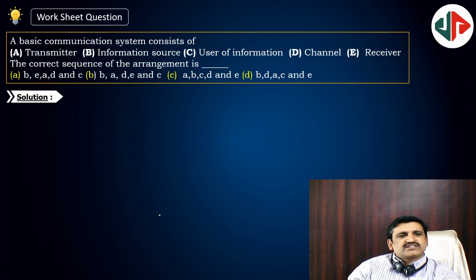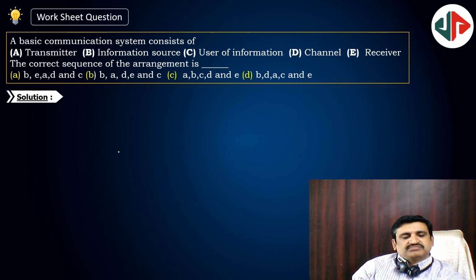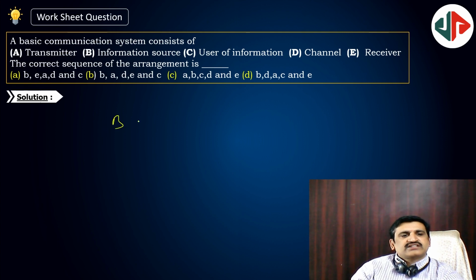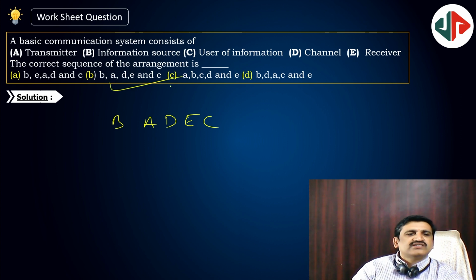A basic communication system consists of transmitter, information source, user information, channel, receiver. The correct order is: information source, next transmitter, next channel, next receiver, next user information. So the answer is BADC.